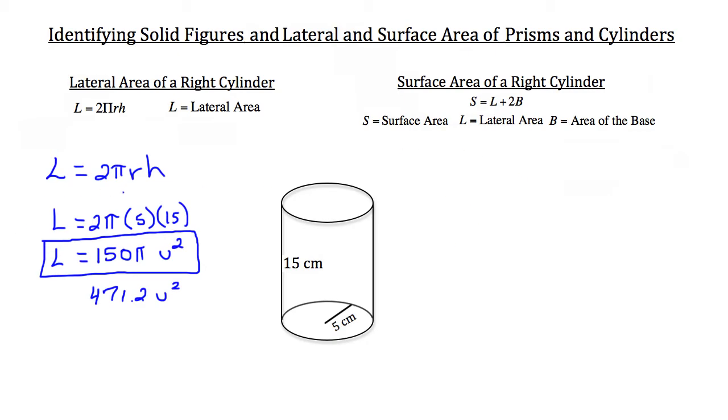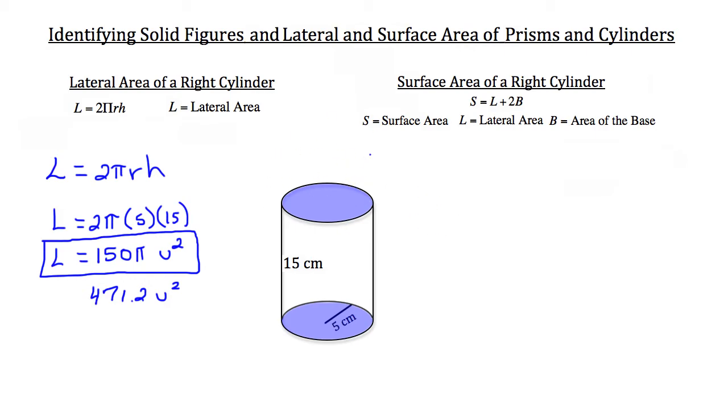Now let's take a look at our surface area. In dealing with surface area, we want to use the lateral area that we just calculated plus 2 times the area of the base. Now, in a cylinder, the base is the circular ends. I'll go ahead and shade those in here in blue. These two are the bases of our cylinder.